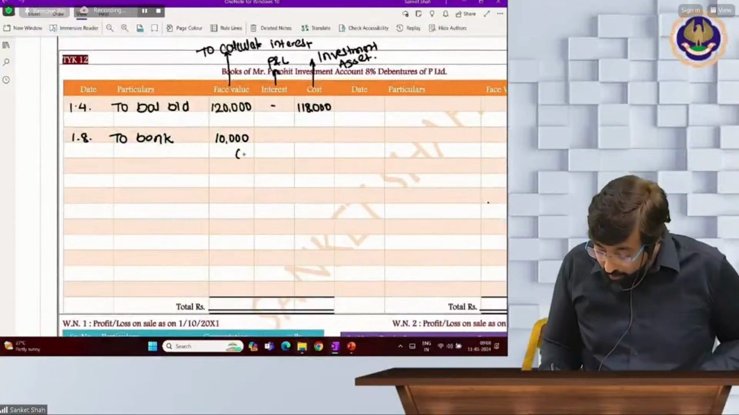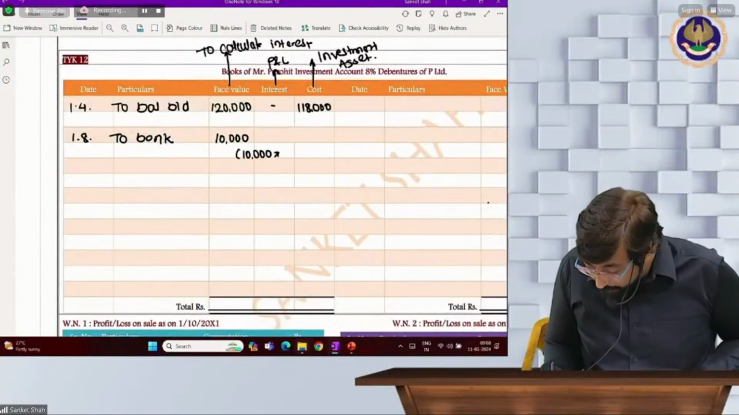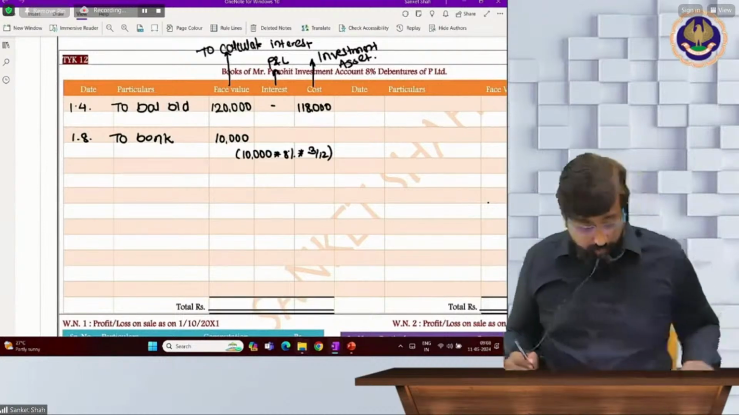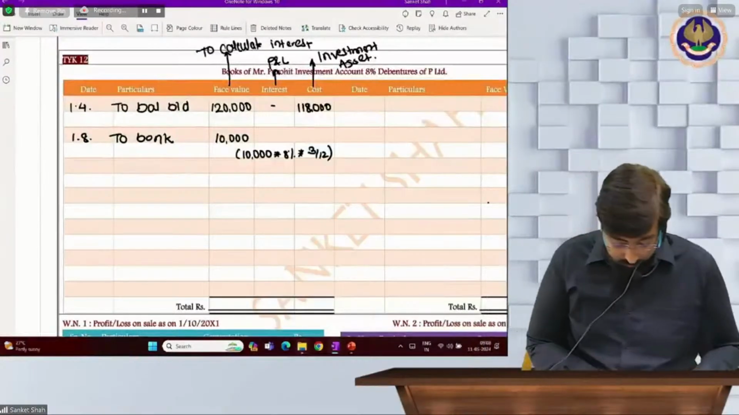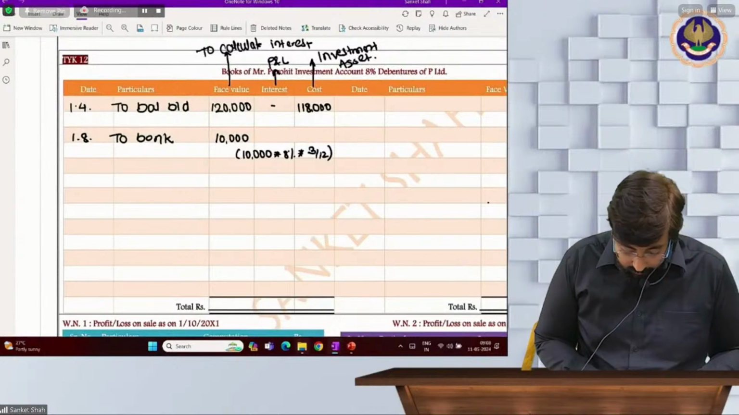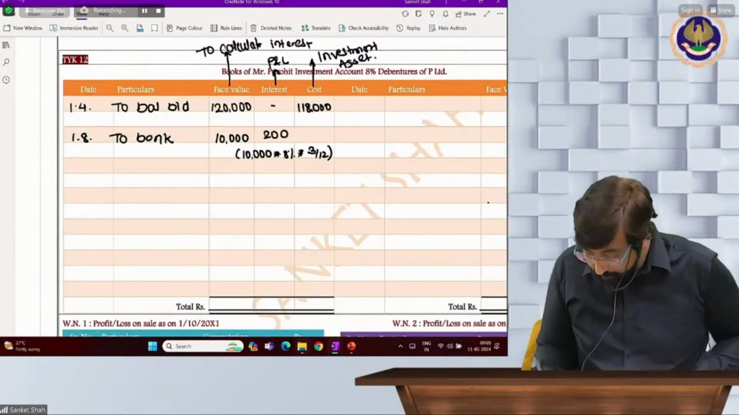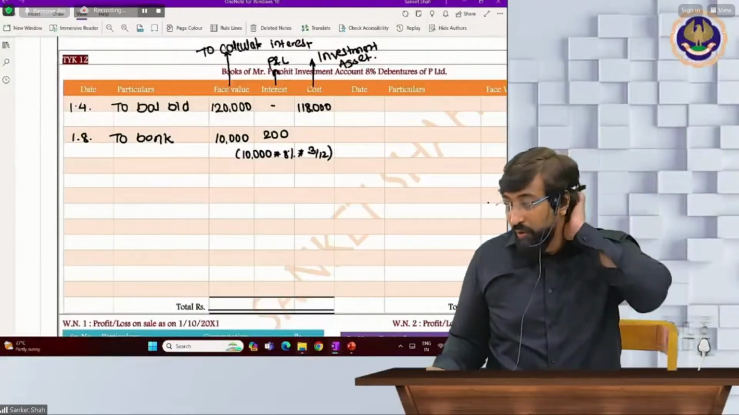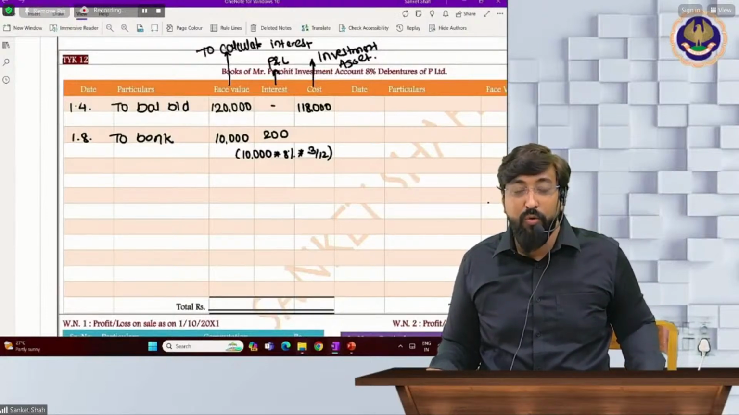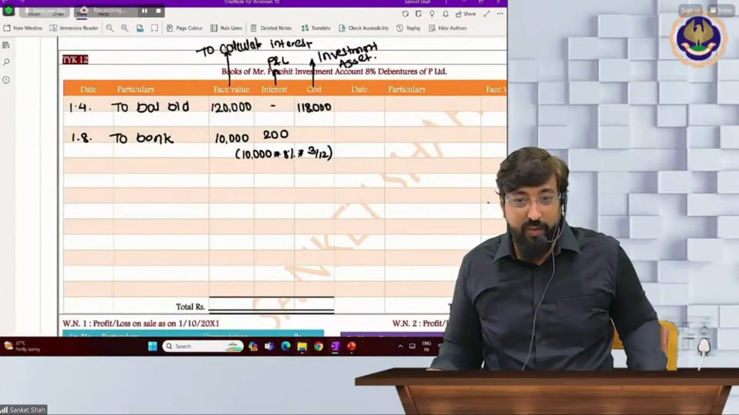So should I calculate 10,000 into 8% into 3/12? Can you tell me the calculation? 200. Very good, beta. Everyone, please do this, 200 rupees. See, this is possible only in case of January, we are going to do it in detail. But now for September, I can take maximum one question, beta.